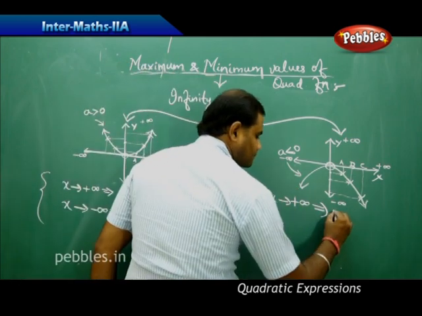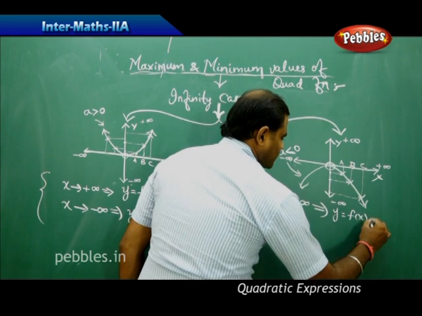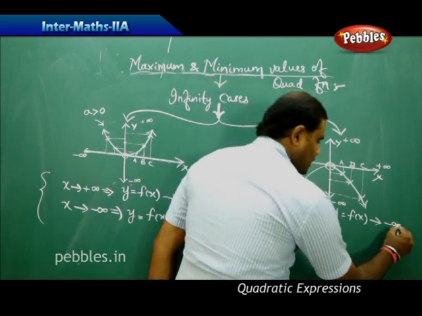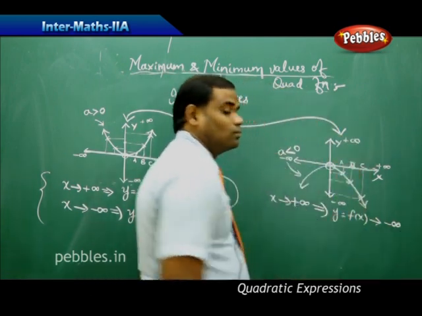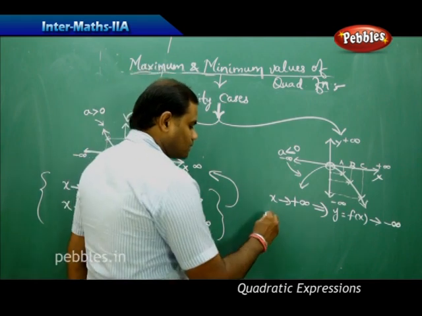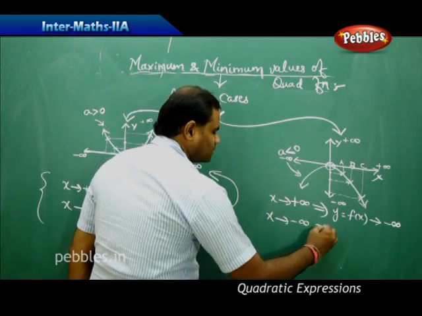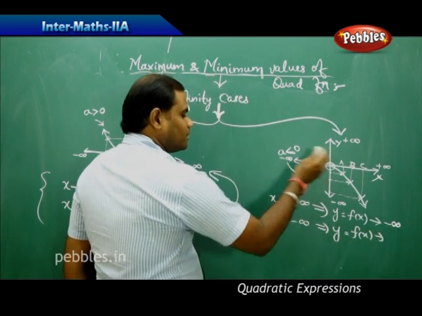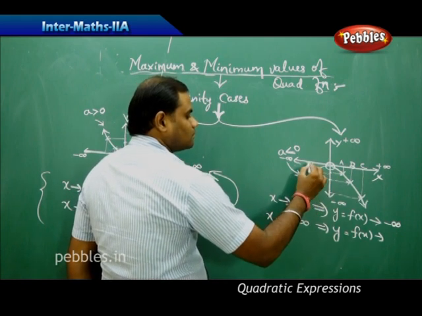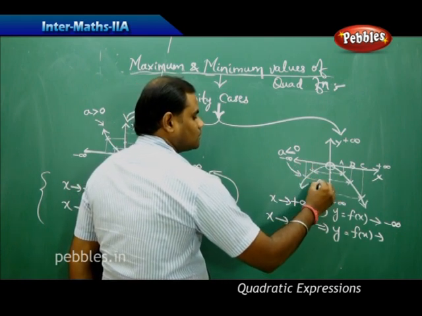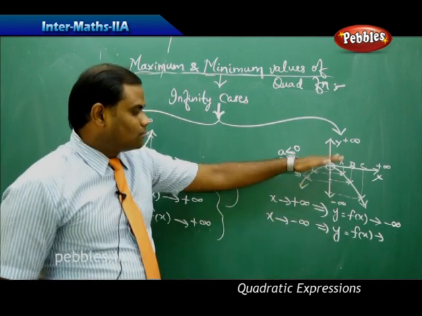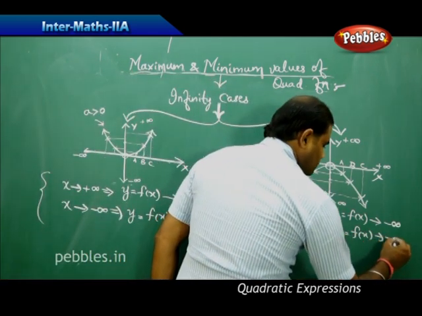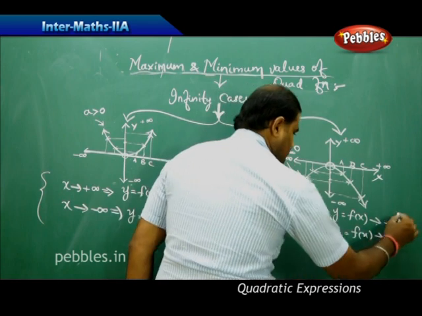Therefore, this implies y equals f of x approaches negative infinity, is how we understand the property for a downward parabola. Similarly, when I take x tending to minus infinity, that implies y is equal to f of x. As I can see here, when I go towards left, it is going again towards minus infinity. Therefore, for x tending to minus infinity, y is equal to f of x also tends to minus infinity.